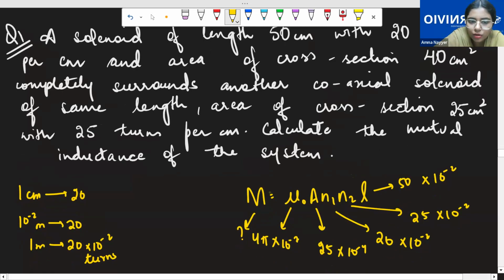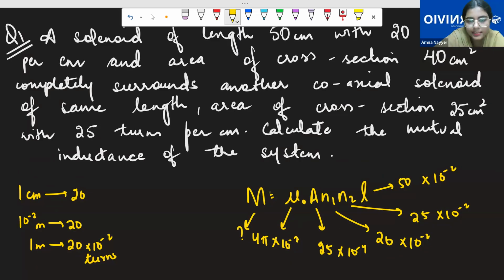So will you be able to solve this question? M is equal to, using M is equal to mu naught N1 N2 into L. Is this fine? Yes, ma'am. Okay. Then write down this. This completes the chapter. I'll start with AC then. Please write it.